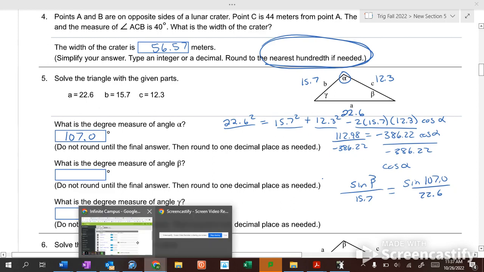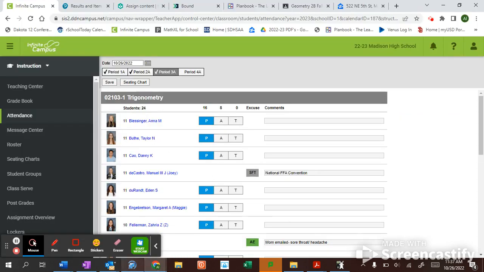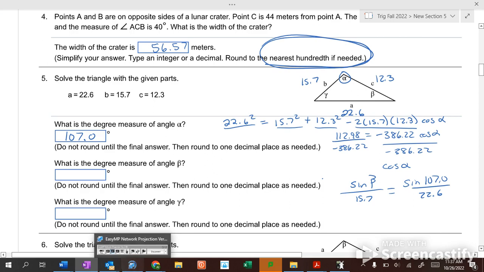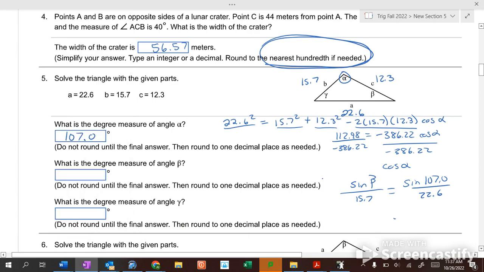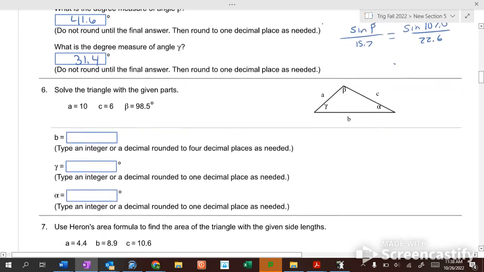So if we cross multiply, 15.7 times the sine of 107, press equals, divided by 22.6, press equals. Take the inverse sine of the answer. What is our answer? 41.6. If we add these together, that's 148.6, which gives me 31.4 left for this one, correct? Okay, we found our three angles.